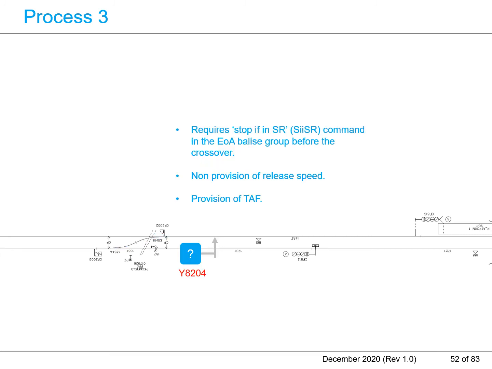The identifier of this RSP is Y8204. The RSP location requires a balice group, with the stop if in SR command, for the protection of the crossover beyond the RSP. The release speed is not required, because the RSP Y8204 location is not an EOA. TARV acknowledgement area is required on the approach side of the RSP, to enable the onboard ETCS to enter full supervision mode before the RSP, upon the departure of the turning back operation.